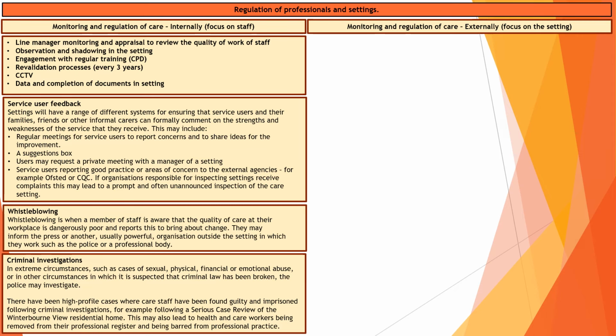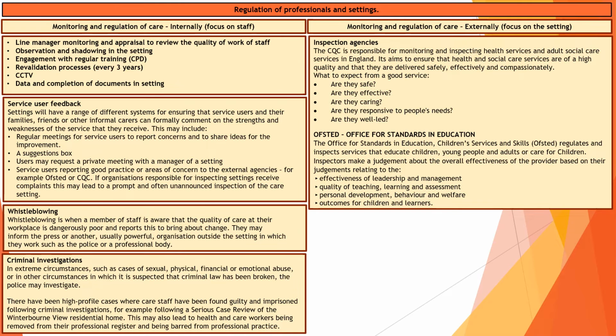Now, external agencies that will come in and regulate care generally place more focus on settings. So inspection agencies like the CQC, like Ofsted, who we've mentioned, would be key inspection agencies. And again, their job, the CQC, will come in to look at a setting, and they will determine whether it's safe, effective, caring. They'll speak to patients, they'll look at whether these settings are well led. They'll conduct an inspection by going and doing observations, speaking to line managers, looking at the data, the complaints, the regulations. So they will review the whole setting, and that's what they're going to be focused on.